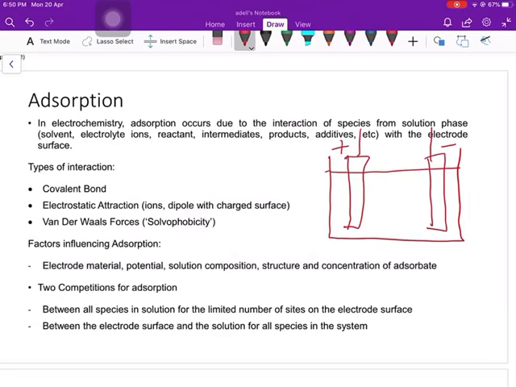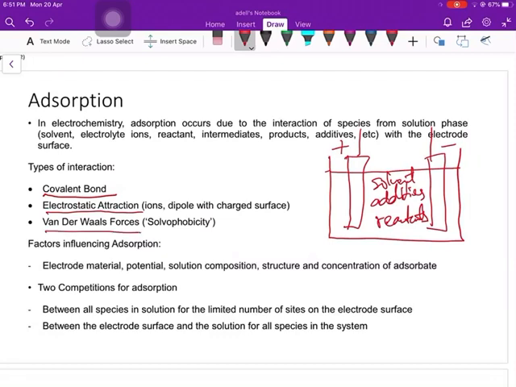Solvent is also present in that solution. Besides that, probably additives are also present, and also reactants. All of these will interact among themselves, either the reactant with the electrode or the reactant with the solvents. The types of interaction involved are covalent bonding, electrostatic interaction, or van der Waals.